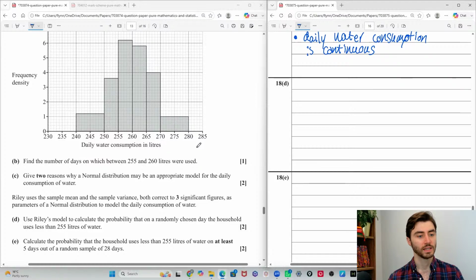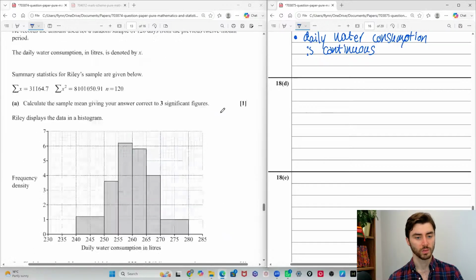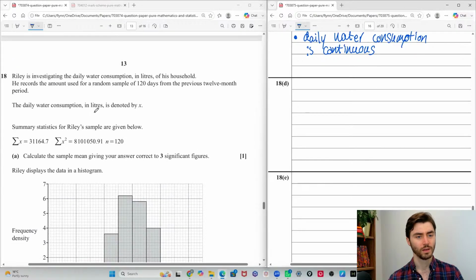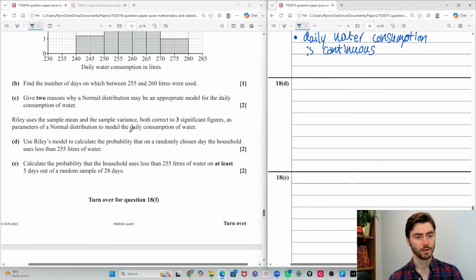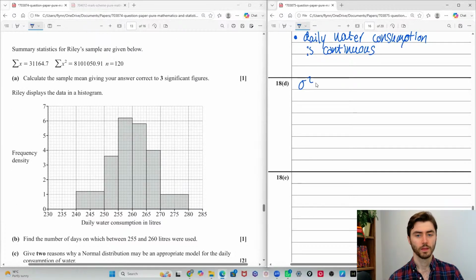Okay, 18D. Riley uses the sample mean and the sample variance, both to 3 sig figs, as parameters of a normal distribution. Use the model to calculate the probability. Well, they don't give us, that feels like way too much for 2 marks, because, well, let's work out the sample variance. So that would be 8101050.91 all over 120 minus 31164.7 all over 120 squared.